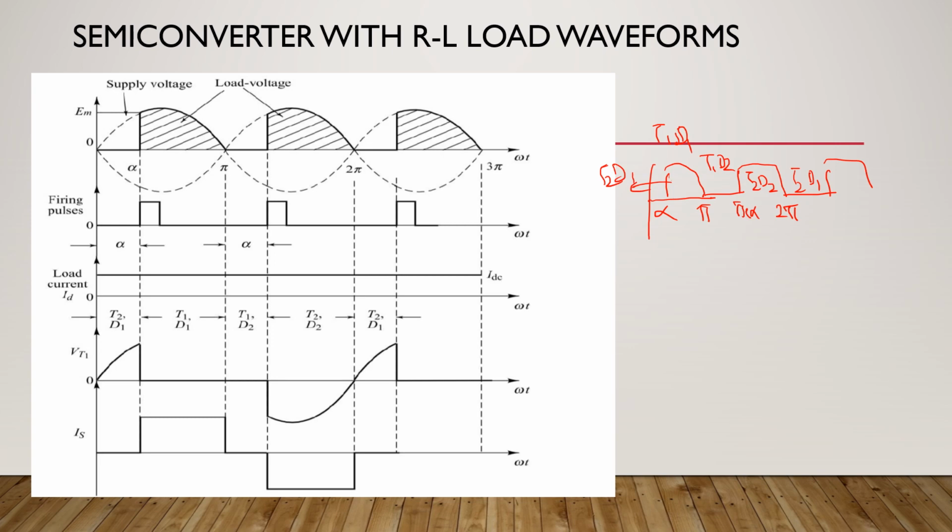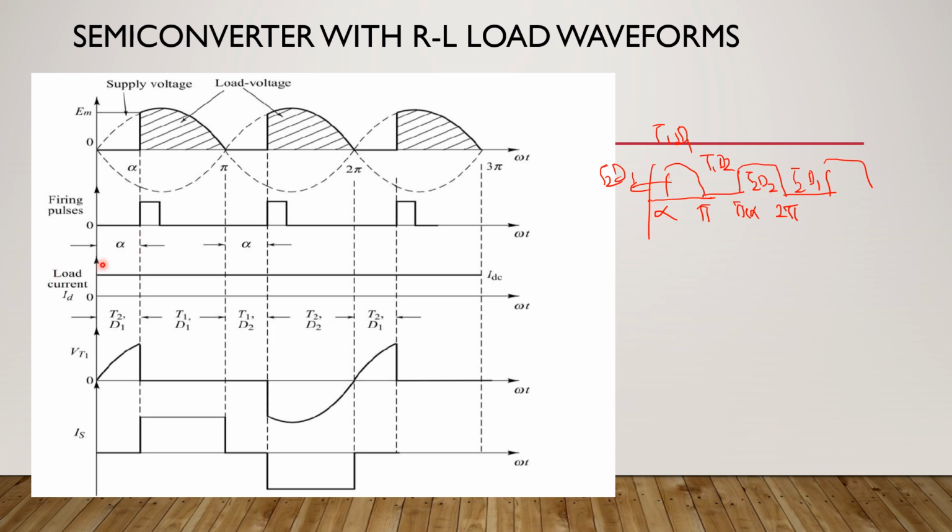The average output voltage waveform nature is the same, but in the resistive load case, there were no devices conducting during the pi to pi plus alpha period. All the devices were off, so output voltage was 0. Now output voltage is 0, but the devices T1 and D2 are in conduction and there is load current. The current is always there. So that is the difference: output voltage is equal to 0, but output current is not equal to 0 in this case with the inductive load.